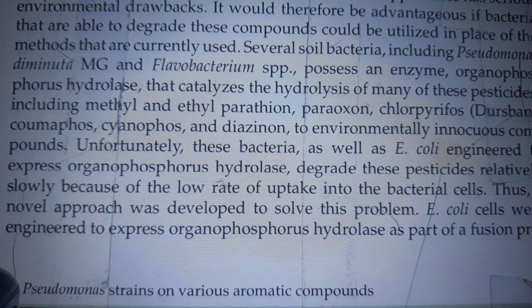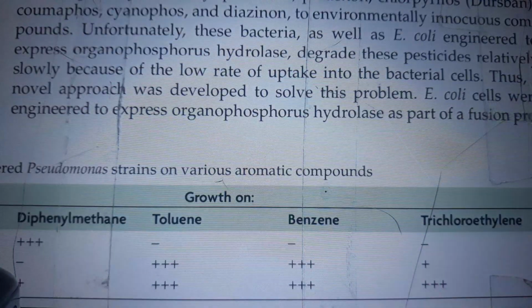Several soil bacteria, including Pseudomonas diminuta MG and Flavobacterium spp., possess an enzyme, organophosphorus hydrolase, that catalyzes the hydrolysis of many of these pesticides, including methyl and ethyl parathion, paraoxon, chlorpyrifos (Dursban), coumaphos, cyanophos, and diazinon, to environmentally innocuous compounds. Unfortunately, these bacteria, as well as E. coli engineered to express organophosphorus hydrolase, degrade these pesticides relatively slowly because of the low rate of uptake into the bacterial cells. Thus, a novel approach was developed to solve this problem.